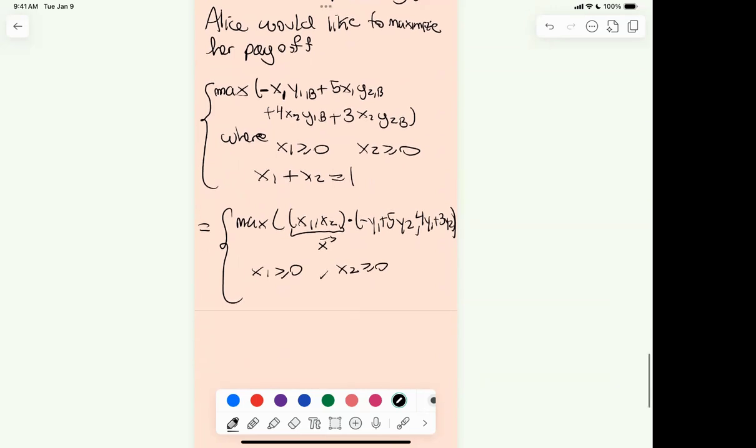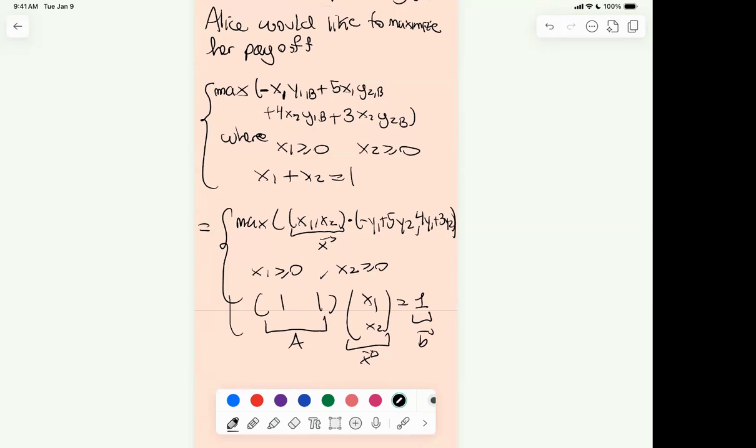Okay, and the matrix here would be 1, 1 times x1, x2 equals 1. So this is the matrix A in this case. It's a very simple linear optimization problem because it only has one constraint, right? Usually the matrix is gigantic, with more rows. This one only has one row because there's only one condition, which is that the probabilities add up to 1.